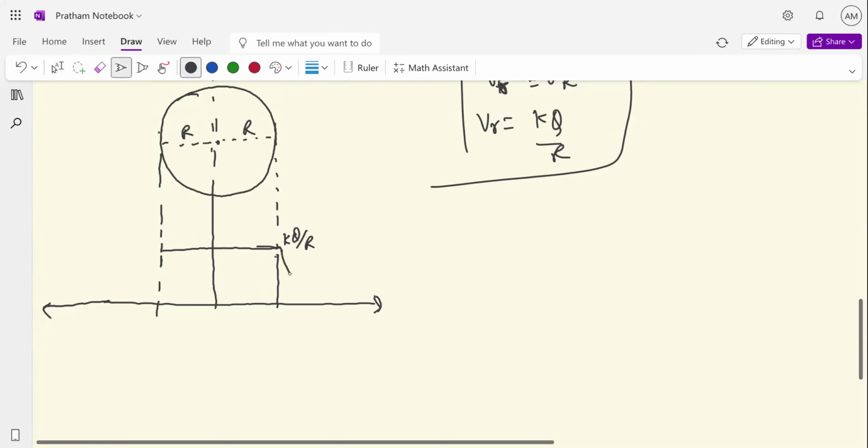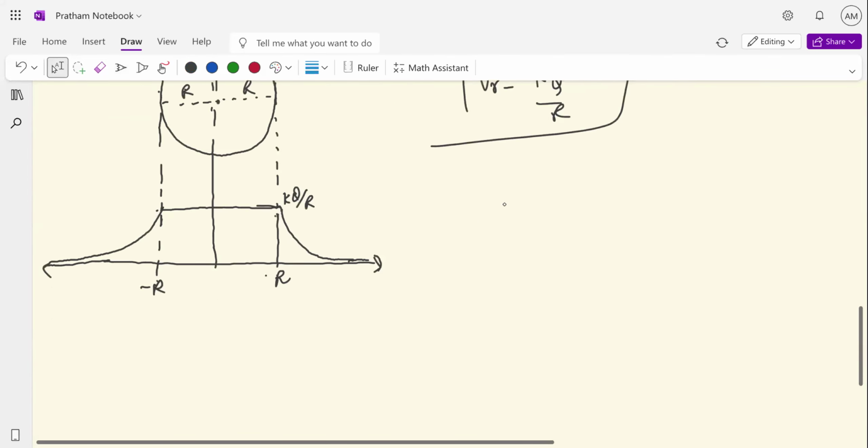After this, if you go this side, it will be decreasing. If you go this side, it will be increasing. Exactly, it won't touch zero somewhere, around infinity it is touching zero. So I can say this is r, this is minus r.